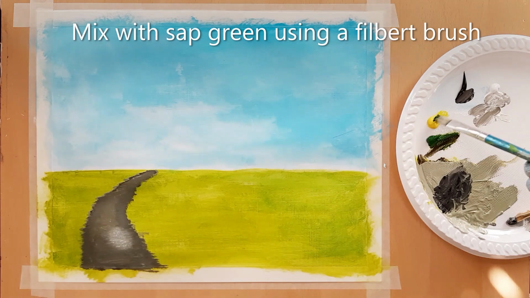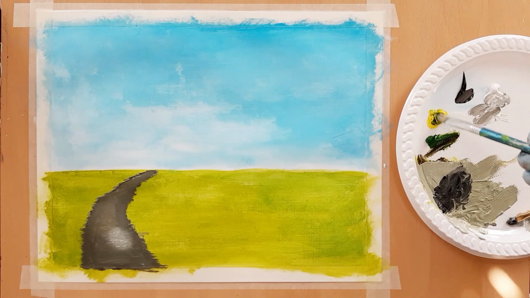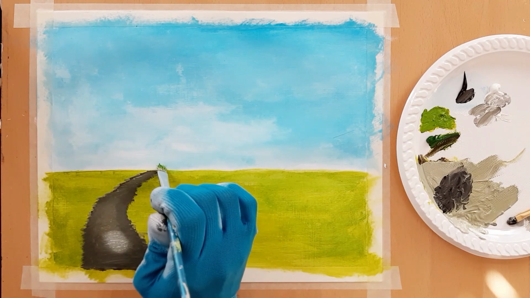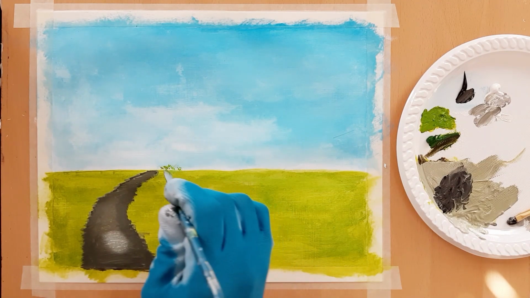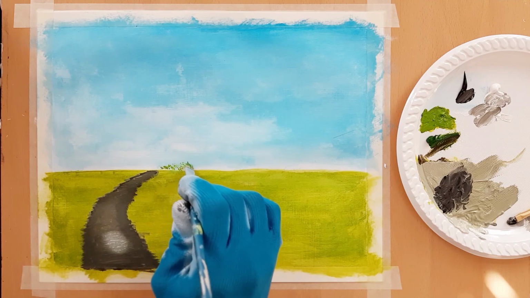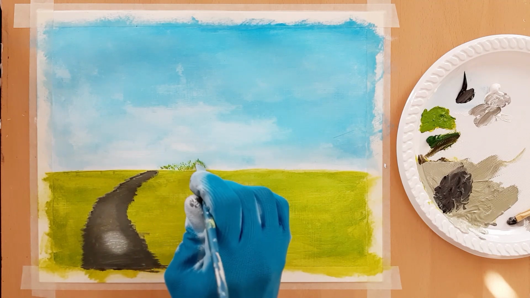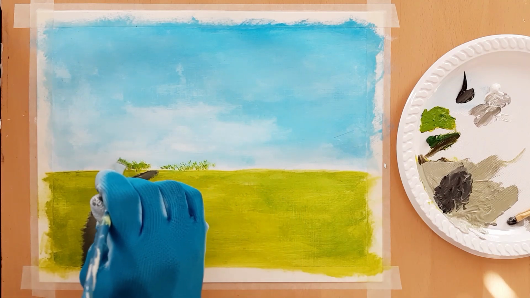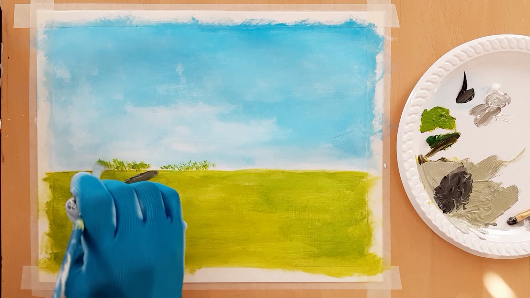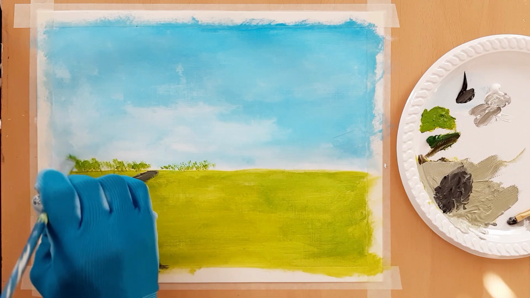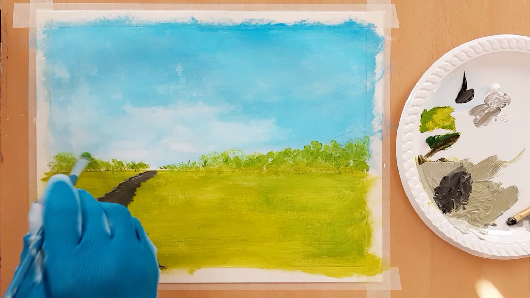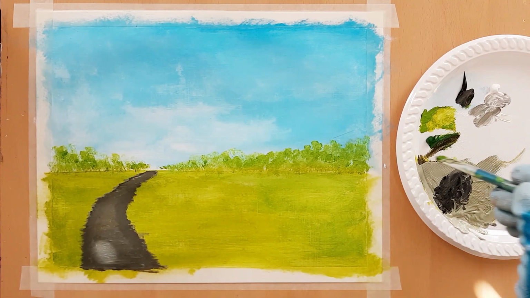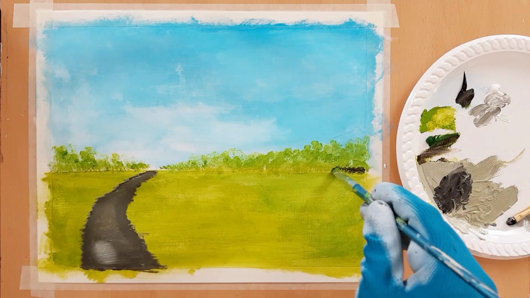Add some mid-yellow to the palette and mix it with the Sap Green using a Filbert brush. Use the same brush to paint a tree line along the distant horizon. We don't need too much detail here, simply dab using the brush. Add a second layer of trees using a darker mix.